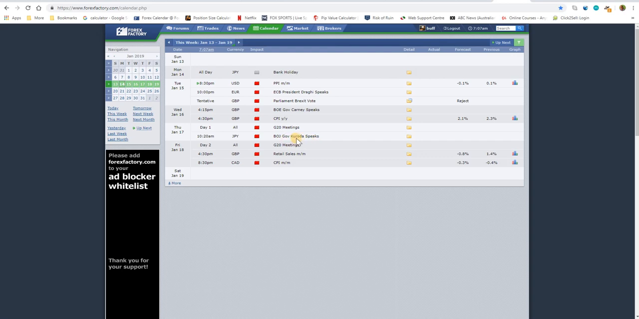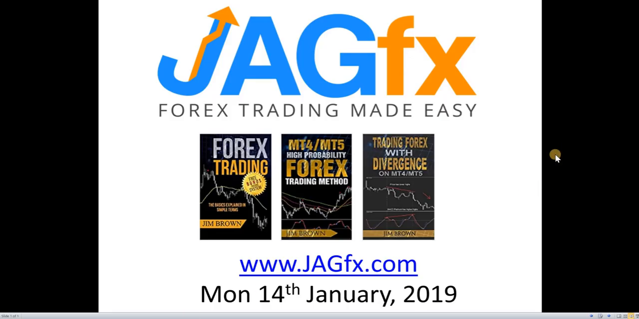Bank of Japan Governor Kuroda speaks, and just a bit of boring stuff, retail sales. So basically, other than PPI out of the US on Tuesday, there's nothing else big out of the US this week, or in Canada. It's all fairly quiet news-wise, but that Brexit could make a hell of a difference to all the pound pairs. So just be careful there, guys. Other than that, that's about it.